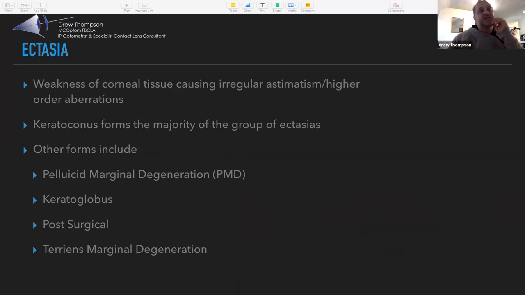So what is keratoconus? It's actually part of a group of conditions called ectasias. An ectasia is basically a weakness of the corneal tissue, and it creates higher order aberrations, irregular astigmatism. Keratoconus forms the majority of a group of cases, the others being pellucid marginal degeneration, keratoglobus, and post-surgical ectasia, people that have had LASIK surgery where the cornea has been thinned too much and therefore you get an irregular shape in the cornea. And then the least prevalent condition, which is Terrien's marginal degeneration. I've got a photograph of that later if you don't know what that is.